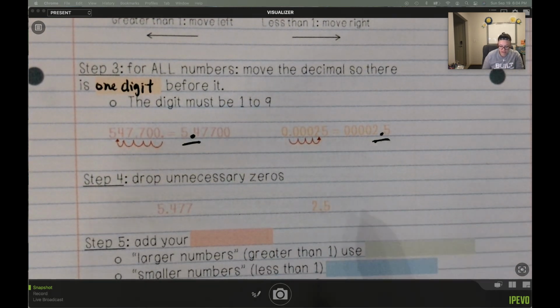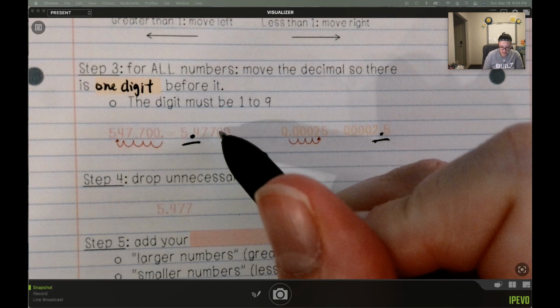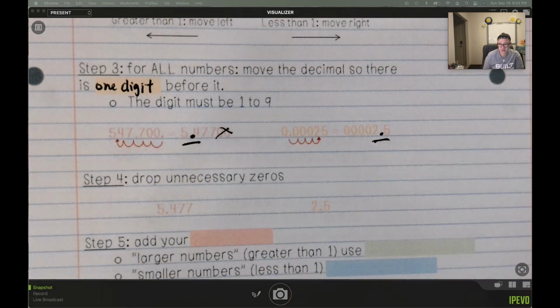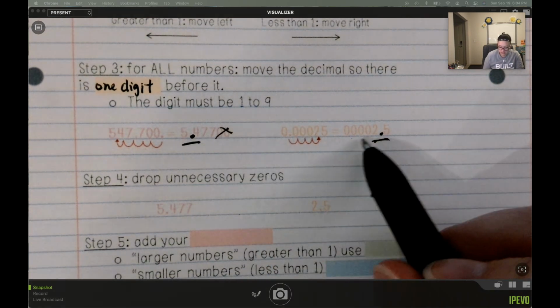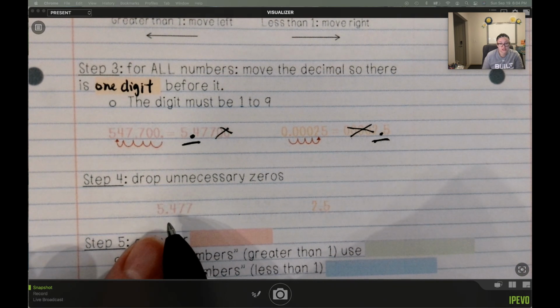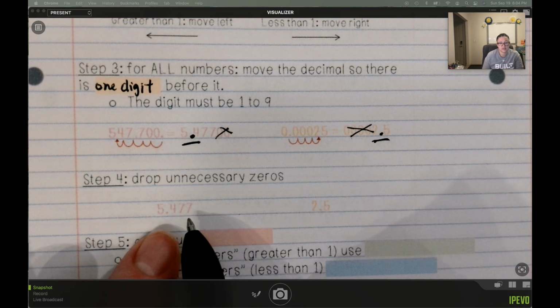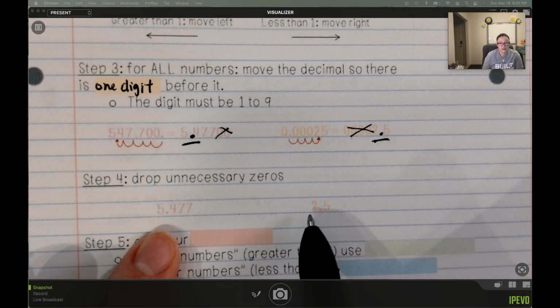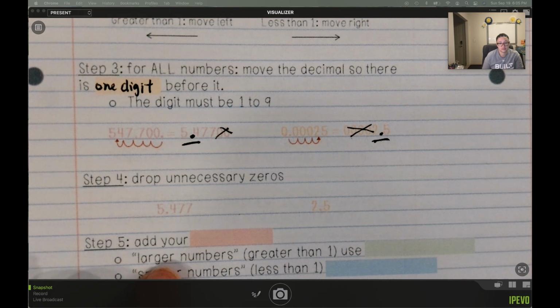Then we want to drop any unnecessary zeros. Like these zeros at the end, those don't matter to us. These zeros out here out front, those don't matter to us. So now we just have 5.477 and just 2.5.